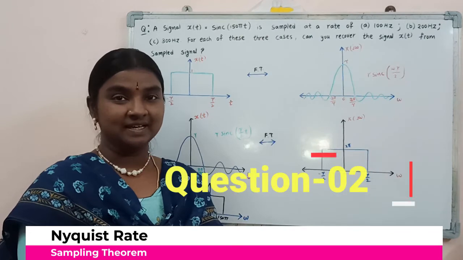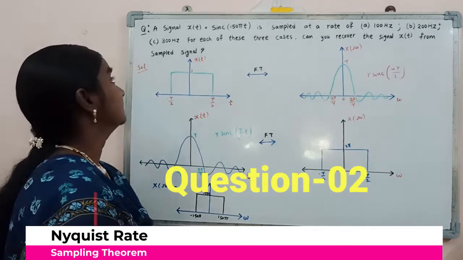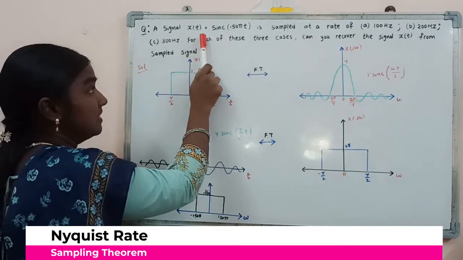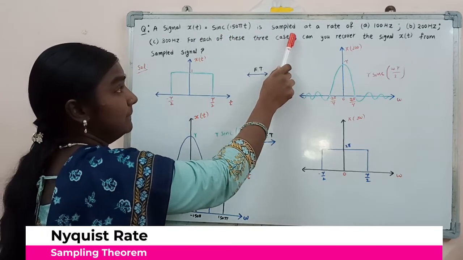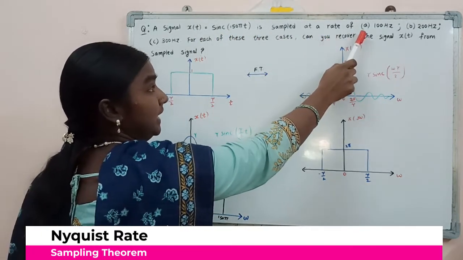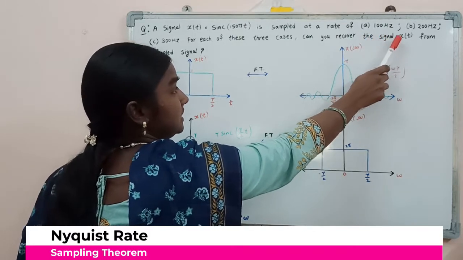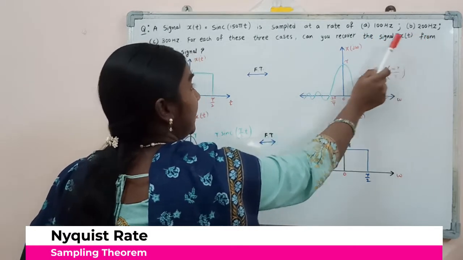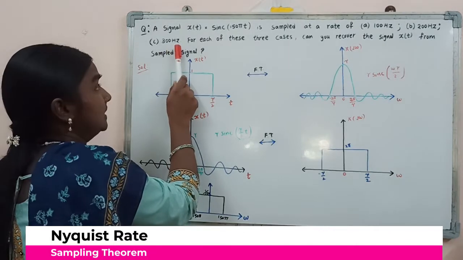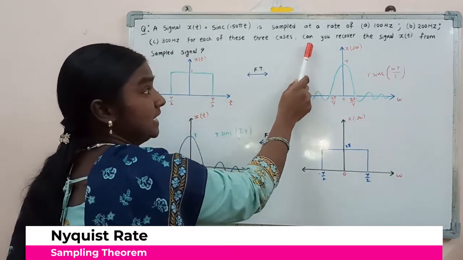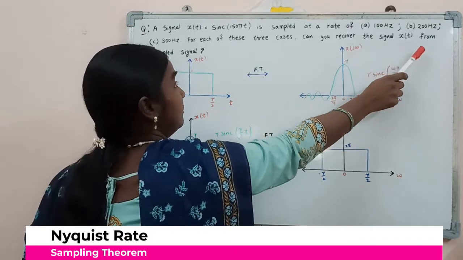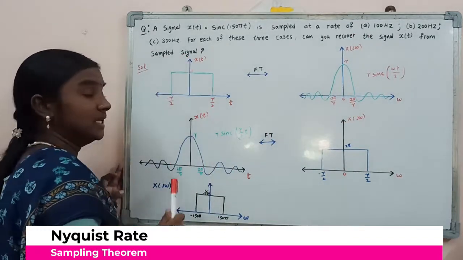Now we will see the second question. A signal x of t is equal to sinc of 150 pi t is sampled at a rate of: A, 100 Hz; B, 200 Hz; C, 300 Hz. For each of these three cases, can you recover the signal x of t from the sampled signal?